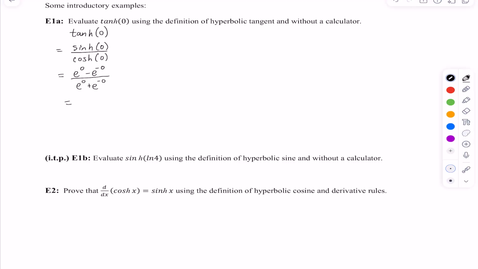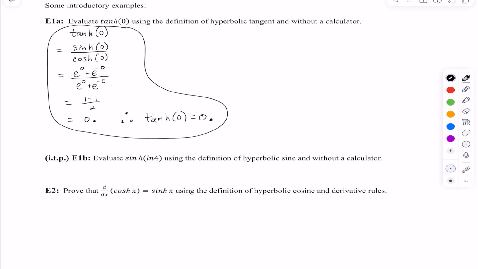And notice we simply get 0. Therefore, the hyperbolic tangent function evaluated at 0 is in fact 0. I'll leave it as an exercise for you to evaluate the hyperbolic sine evaluated at natural log of 4. Make sure you know your log properties, and once again, you're doing this without a calculator.